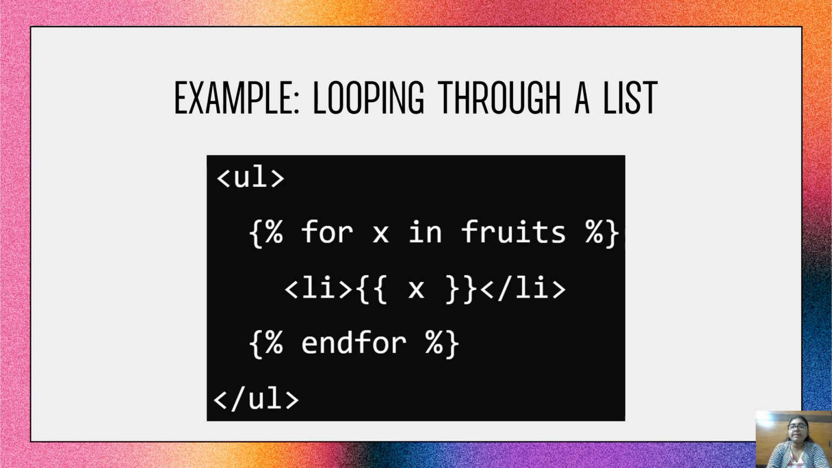Let's start with a basic example of looping through a list and displaying its values. In this example, we have a list called fruits. The for tag loops through each item in the list and displays it as a list item in an unordered list.